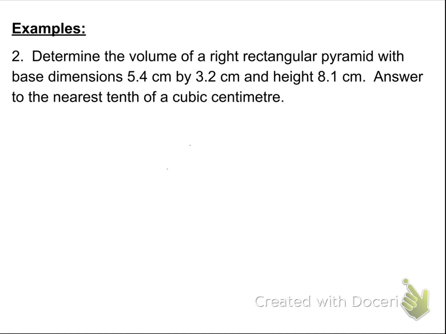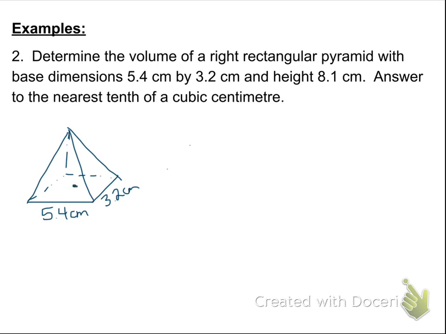One more for part 1 of this video. Determine the volume of a right rectangular pyramid with a base dimension 5.4 centimeters by 3.2 centimeters and a height of 8.1. So again, this time we've got a rectangle on the bottom of our pyramid. So we know it's 5.4 centimeters by 3.2 centimeters. And it's nice that it tells us the height. So straight from the bottom to the top there, it tells us it is 8.1 centimeters.